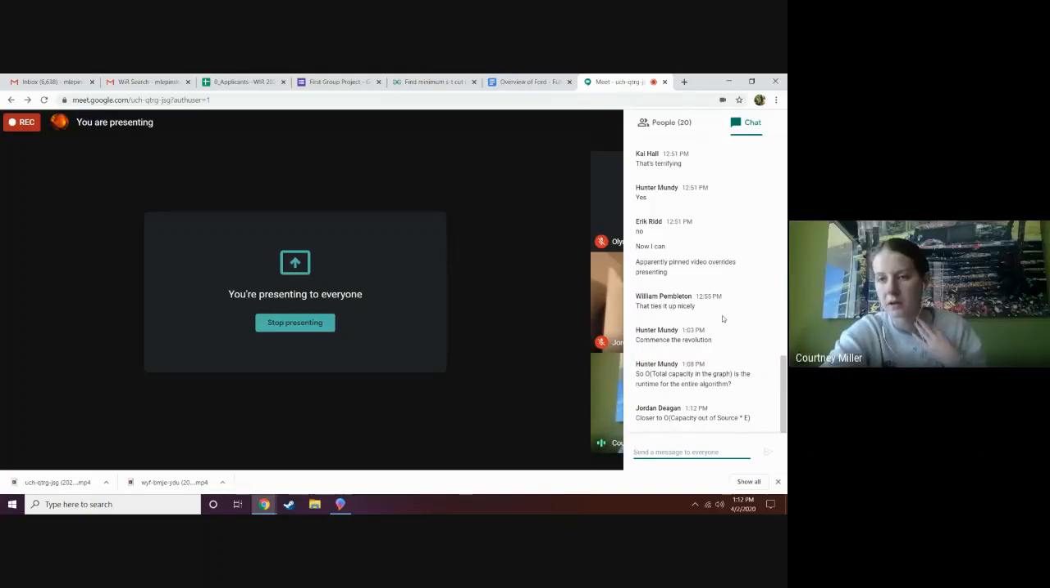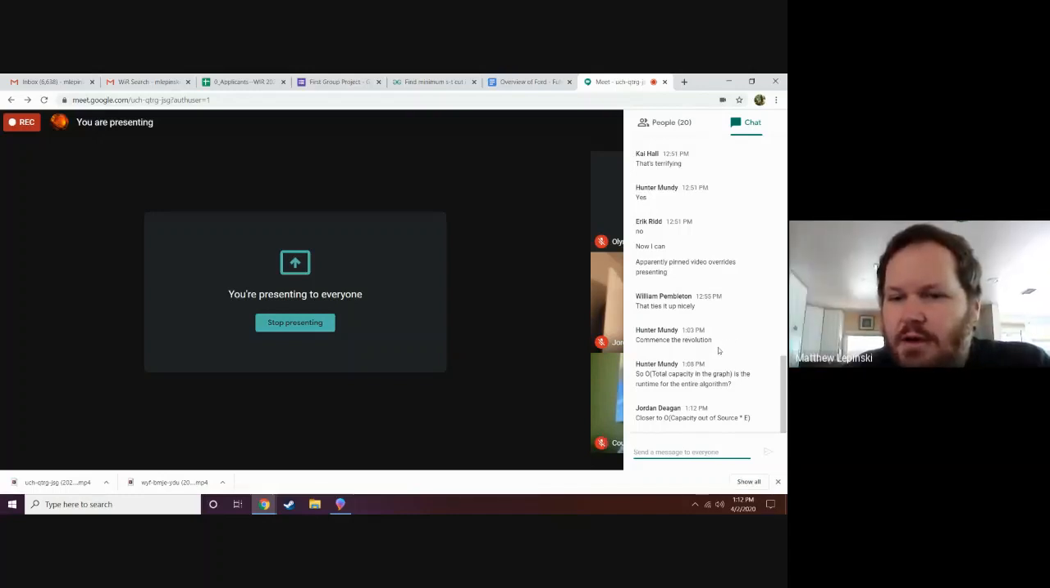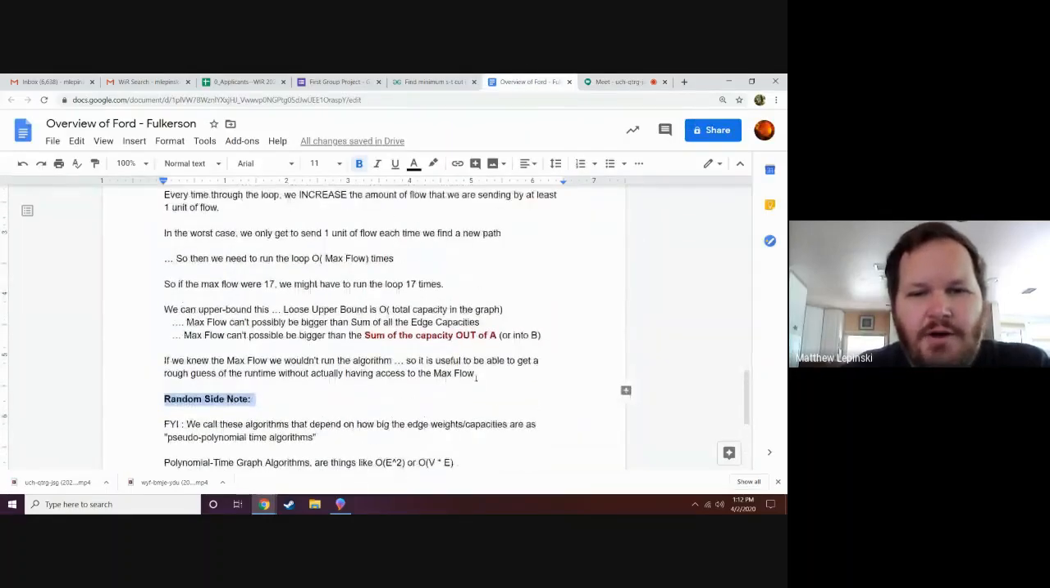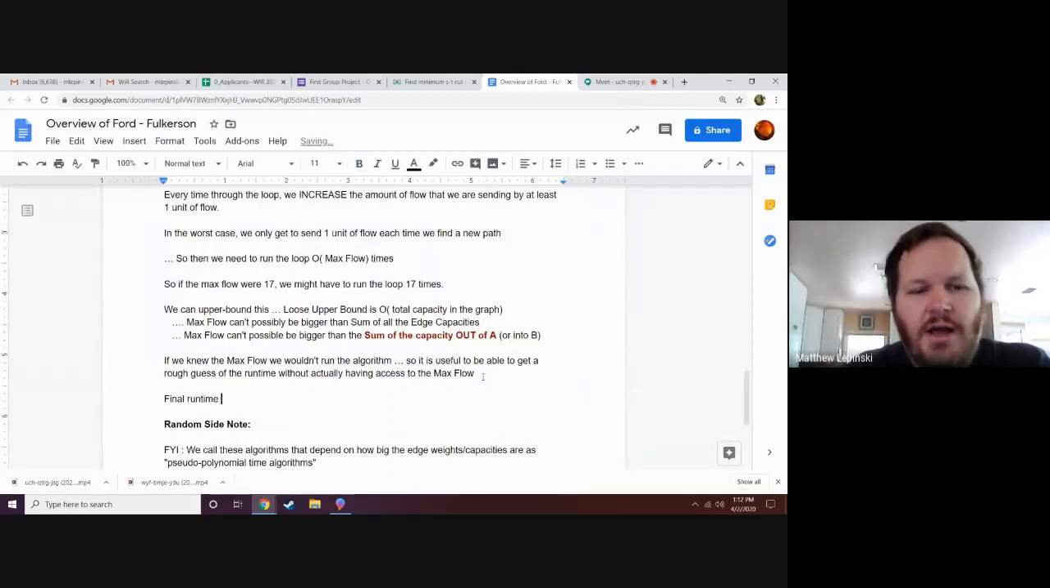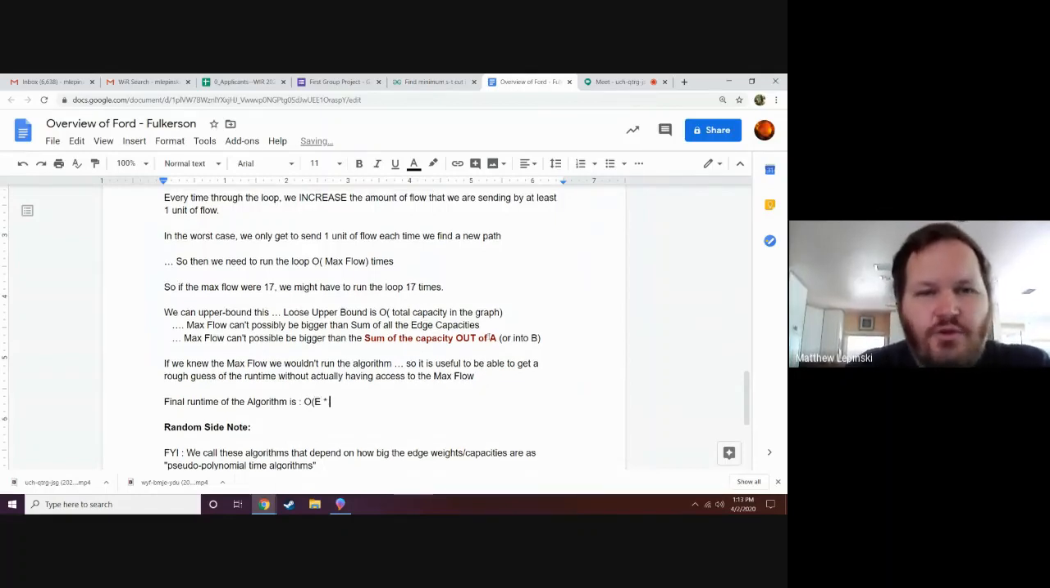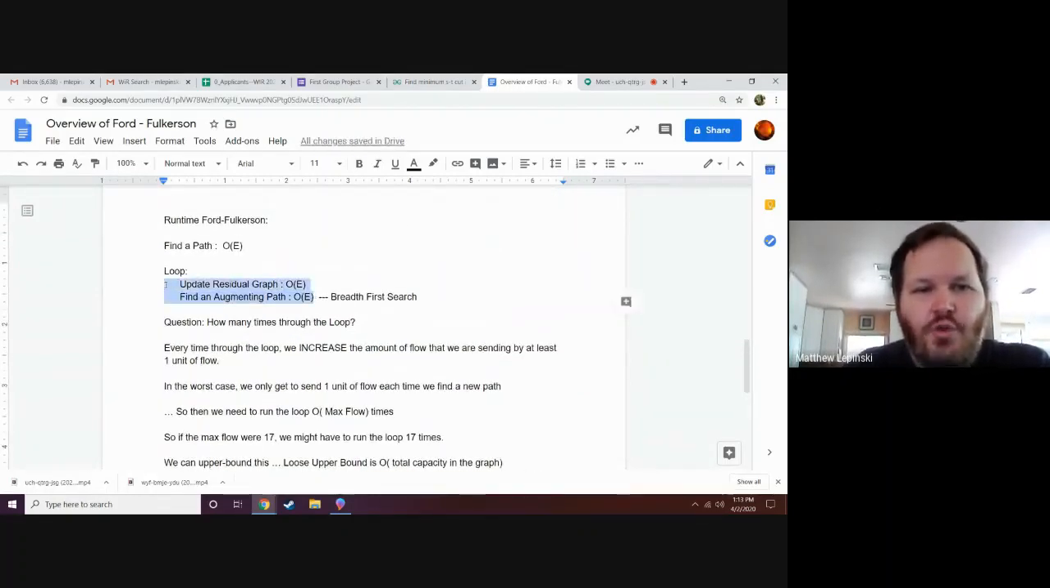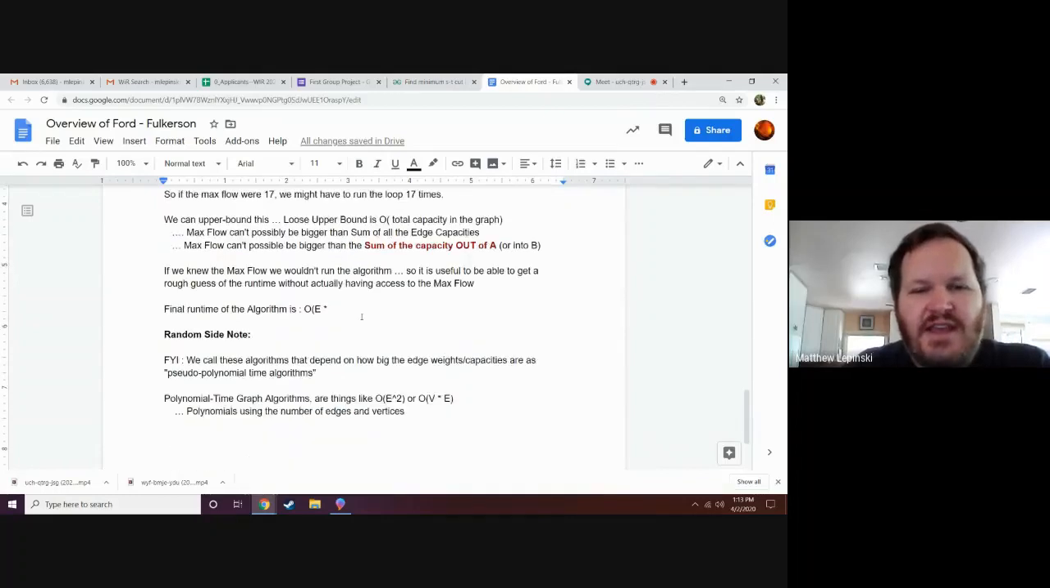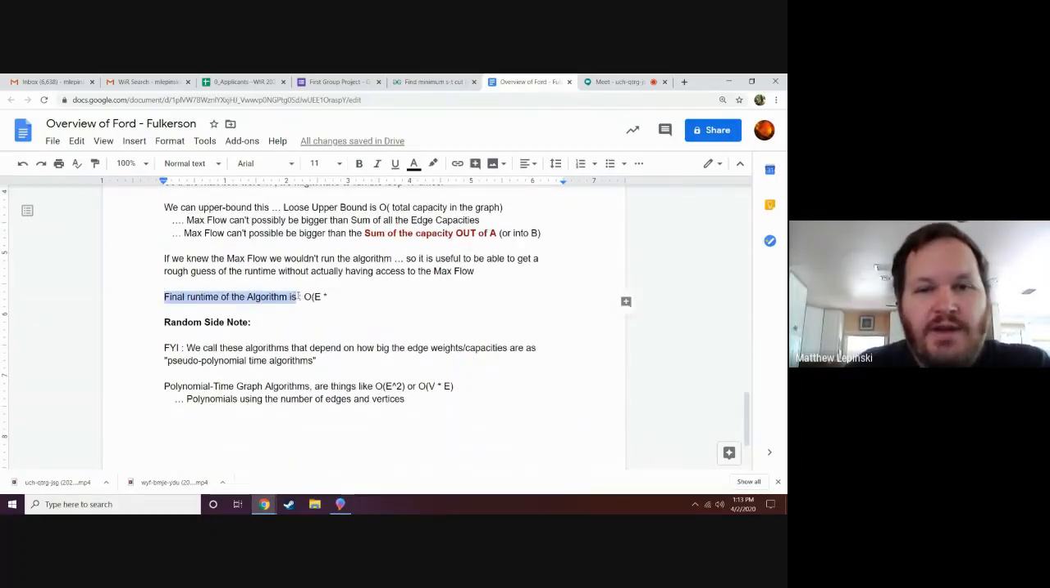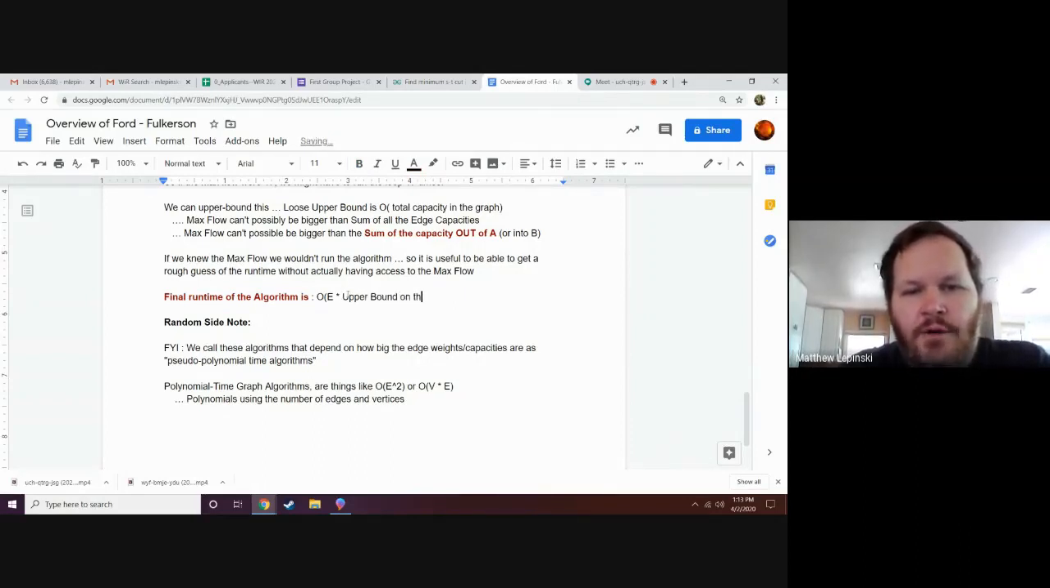What is the actual final runtime for this? Oh, I'm sorry, I forgot to multiply. So the final runtime of the algorithm is O of E. The reason we have this E is because every time through the loop, we need to update all of the edges and then do a breadth first search. So it's E times, thank you very much for reminding me that I actually have to do the multiplication, O of E times some upper bound on the max flow.